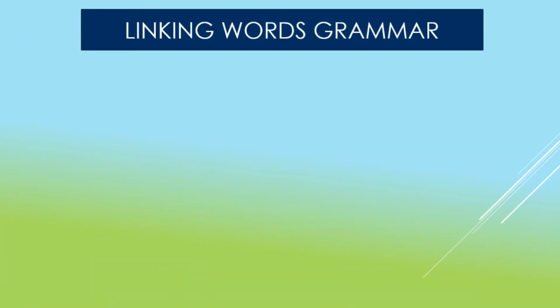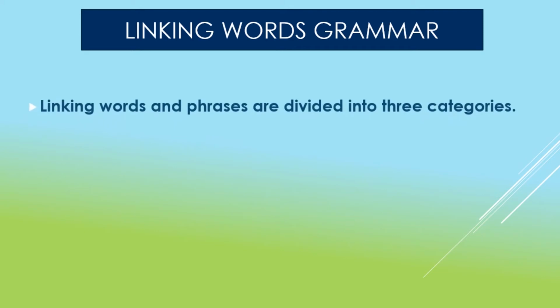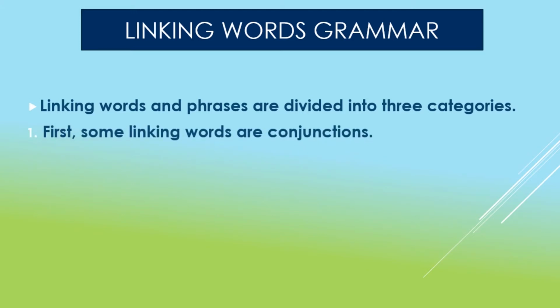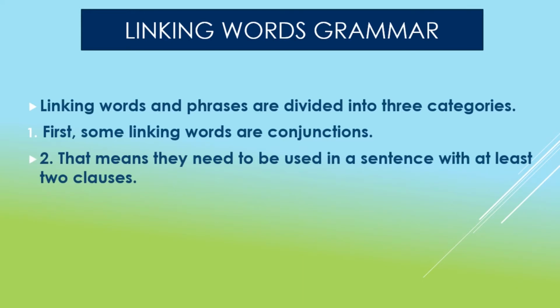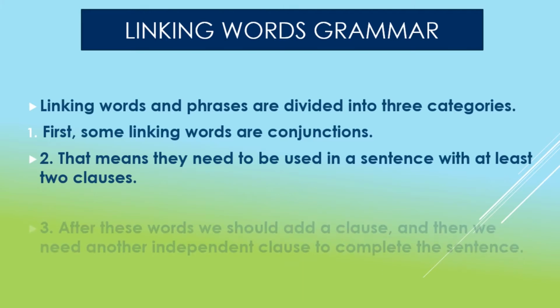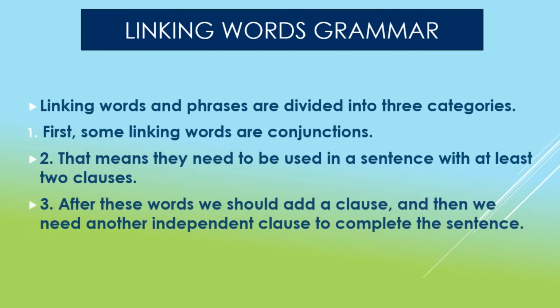Let's learn linking words grammar. Could you explain in detail the different categories of linkers? Yes, linking words and phrases are divided into three categories. First, some linking words are conjunctions. That means they need to be used in a sentence with at least two clauses. After these words, we should add a clause, and then we need another independent clause to come.